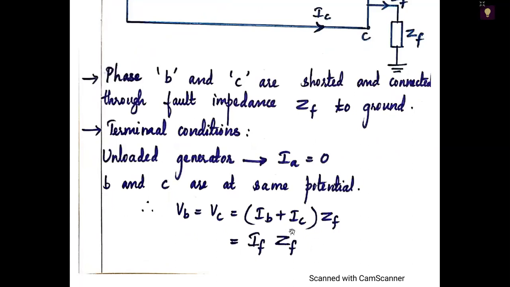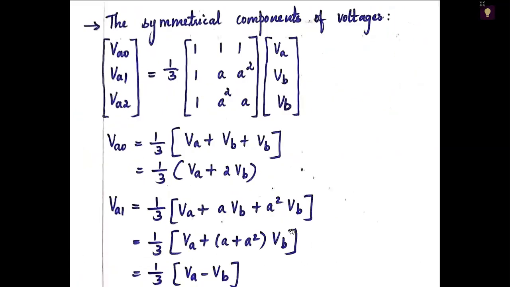So the three terminal conditions are IA is equal to 0, and VB is equal to VC is equal to (IB plus IC) times ZF. Now for drawing the combined sequence network, we should find the relation between the symmetrical components of voltages as well as the symmetrical components of currents. We write the symmetrical components of voltages in terms of the voltage phasors as shown here, and we substitute the terminal conditions. VA kept as such, VB as such. Since VB is equal to VC, we substitute VC as VB.